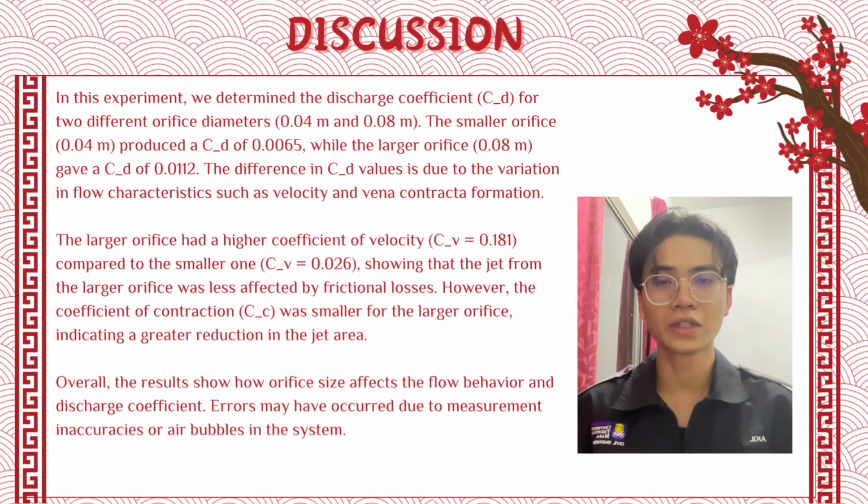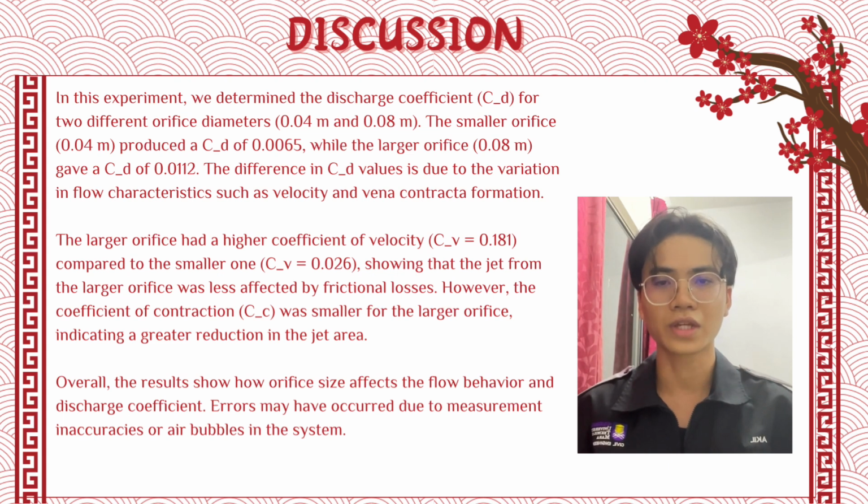Next, I'll be explaining the discussion of our results. From the experiment, we obtained the discharge coefficient for two different orifice diameters, 0.04 meters and 0.08 meters. For the smaller orifice, the discharge coefficient CD was calculated as 0.0065, while for the larger orifice, it was 0.0112. This difference happens because the flow behavior changes with the size of the orifice.